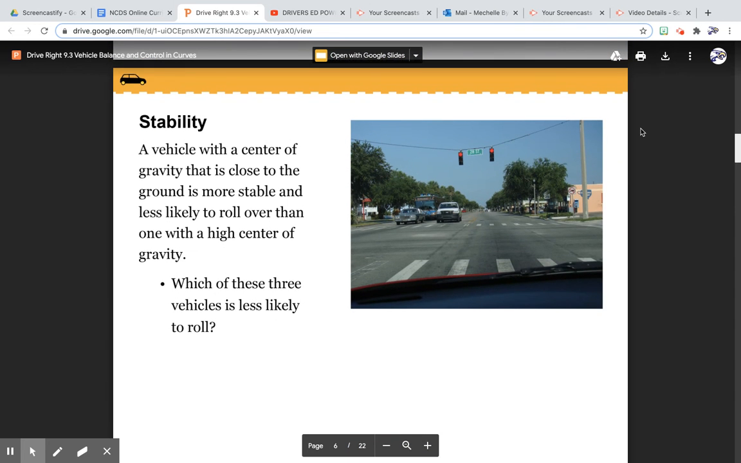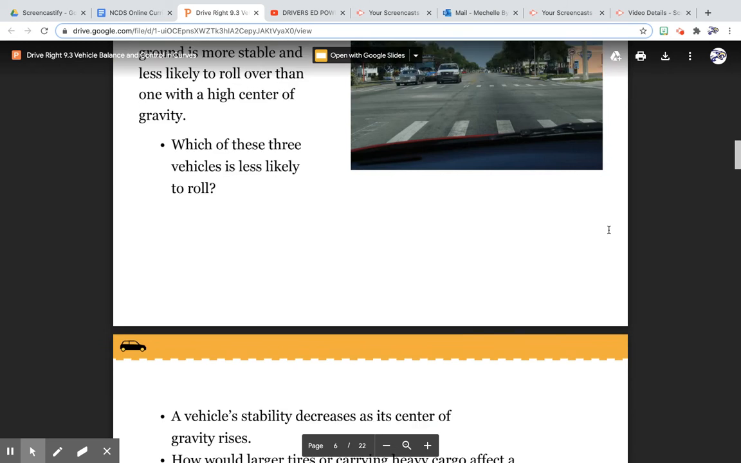Stability. A vehicle with a center of gravity that is close to the ground is more stable and less likely to roll over than one with a high center of gravity. Which of these vehicles is less likely to roll? Between the car, truck, and bus.